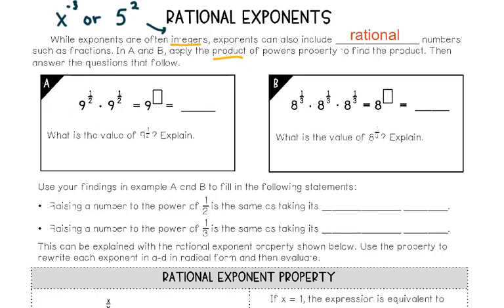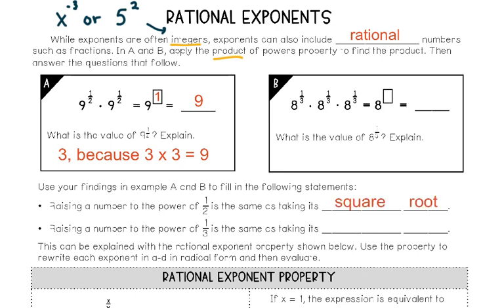In the first example, 9 and 9 are the same base, and they are being multiplied. So that means that I can add their exponents. 1/2 plus 1/2 is 1. And we should know that 9 to the first power is the same thing as just 9. Using this example, we should be able to figure out what the value of 9 to the power of 1/2 is. What number times itself gives you 9? The answer is 3, because 3 times 3 equals 9. And in this case, 9 to the power of 1/2 times 9 to the power of 1/2 gave us 9. That means that 9 to the power of 1/2 has to be 3.